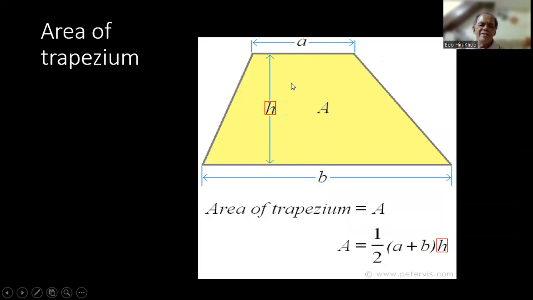Right? This is a trapezium. Area of a trapezium is just half. You add the parallel sides a and b, and then you times h. Right? Area equals half (a plus b) times h, where h is your vertical line.